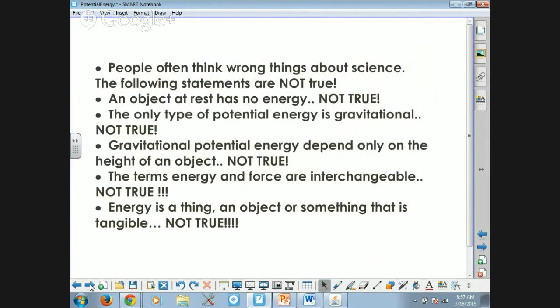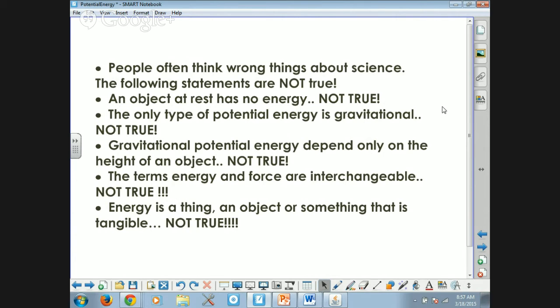Okay. I want to reiterate some of those misconceptions: that an object at rest has no energy. That's absolutely not true. I talked to you yesterday about that. An object sitting there at rest on a table definitely has potential energy. The misconception that the only type of potential energy is gravitational is probably what you walked into this classroom thinking, but there are those other types: electrical, magnetic, elastic. There's so much going on with potential energy. Chemical, let's not forget chemical.